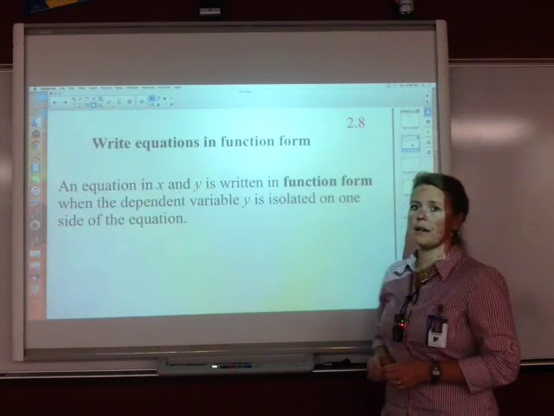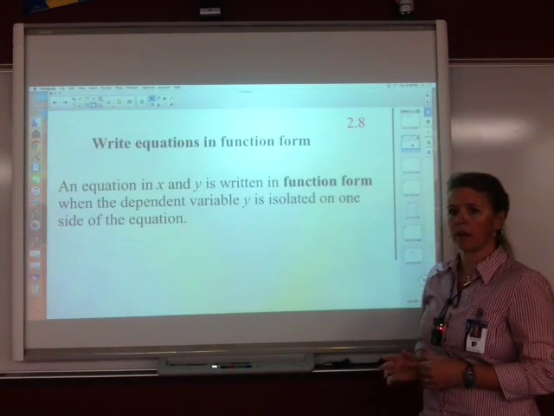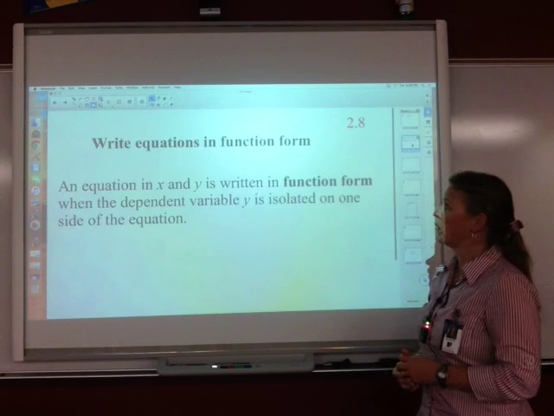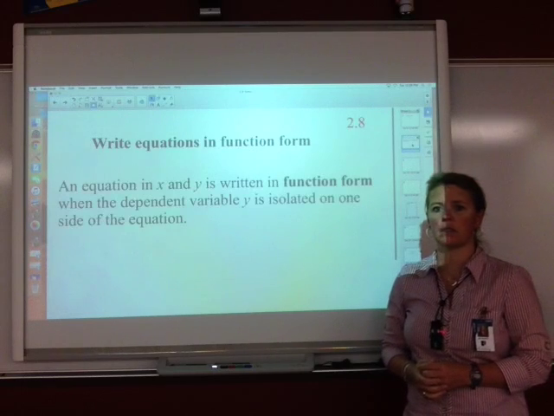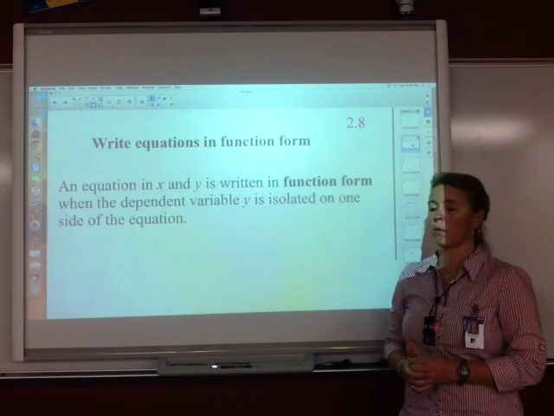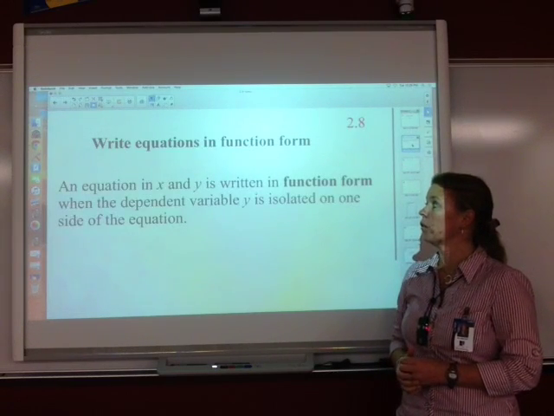All right, first I'll give you time to write this down a little bit, but if you need more time, pause it. We are talking about writing equations in function form. You've heard about functions. We've talked about functions. We're going to do more with functions, and this time in equation form.